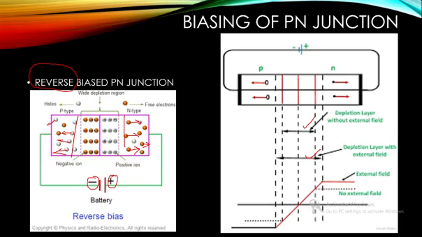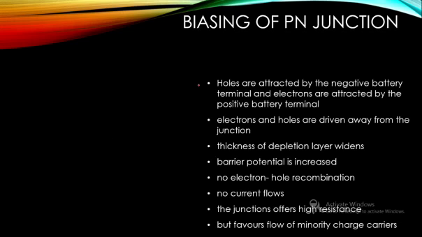So if this was the barrier potential for the no field case, then that will increase. So the barrier increases, which means there is less flow, or there is no flow of majority carriers at all across the junction. That means the device will give a high resistance path. So that is mentioned here.